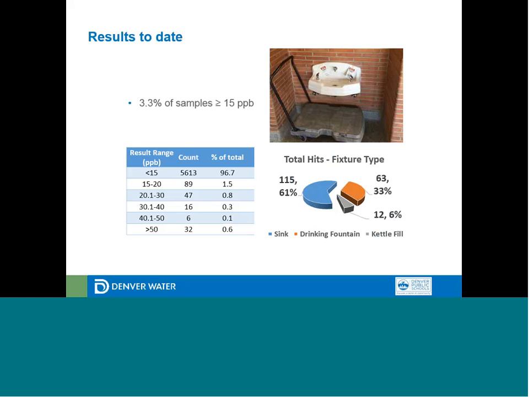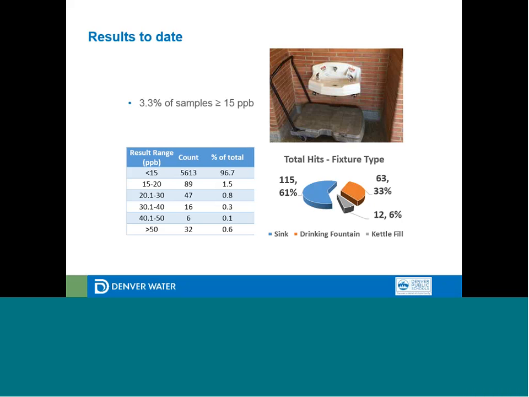So as of today, we're still receiving data for samples collected from the spring. We have data for roughly 5,600 samples. Of those 5,600 samples, 3.3% of them have been equal or greater than 15 parts per billion, which historically at the testing we had done, we were anticipating around 4 to 5%. And so it's better, but pretty close to in line of what we had expected.